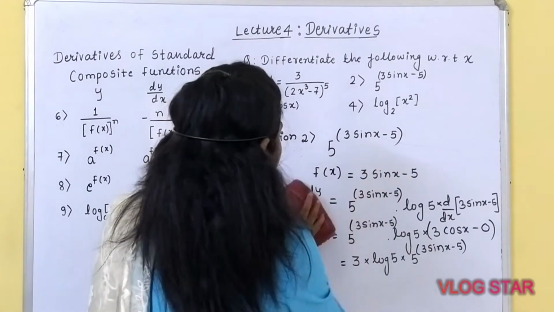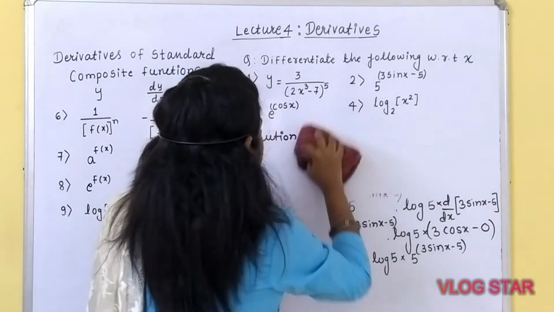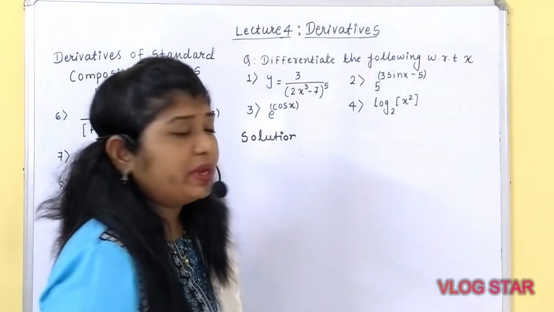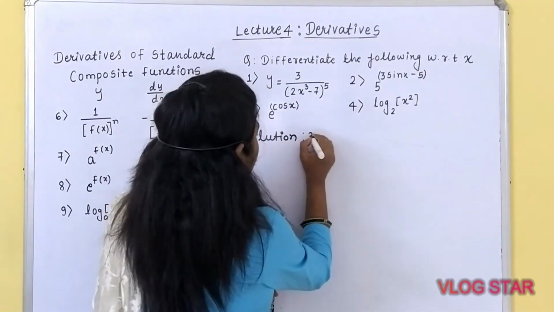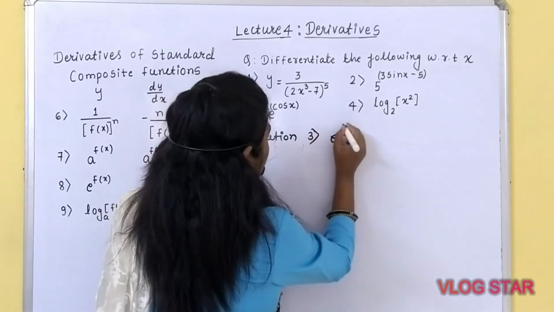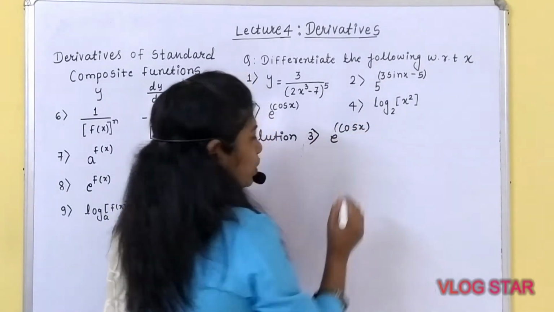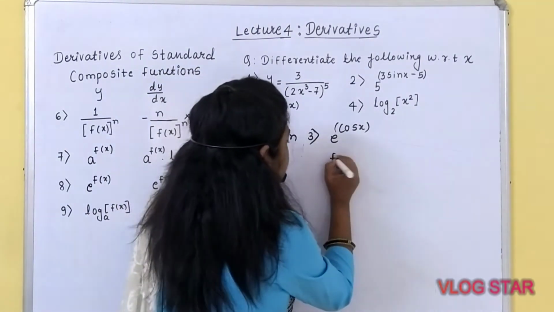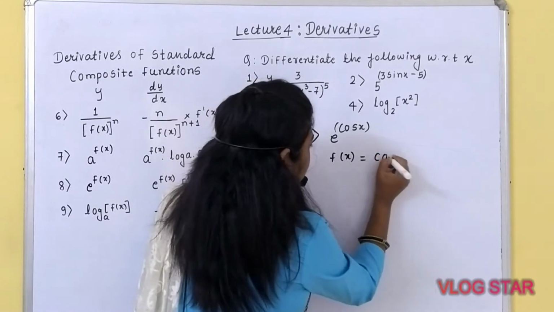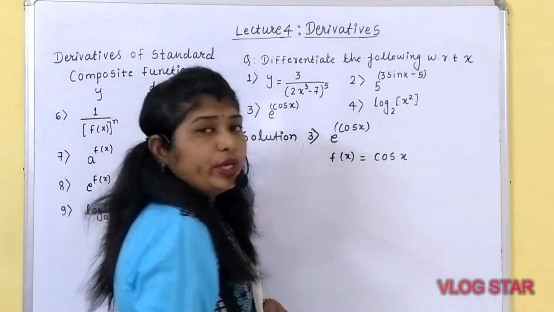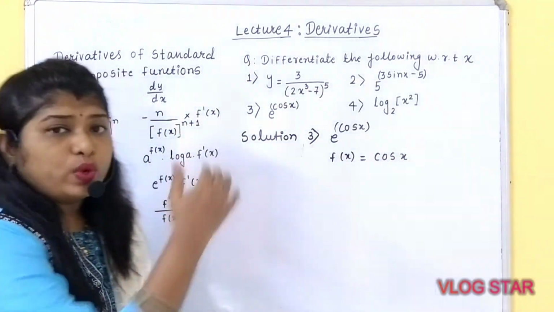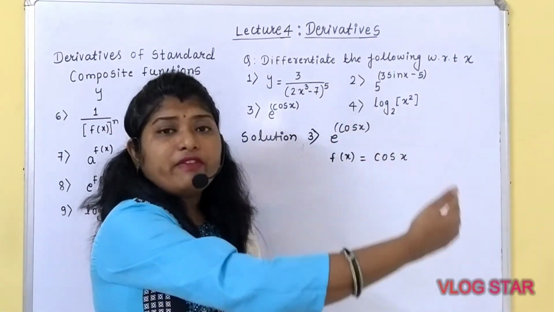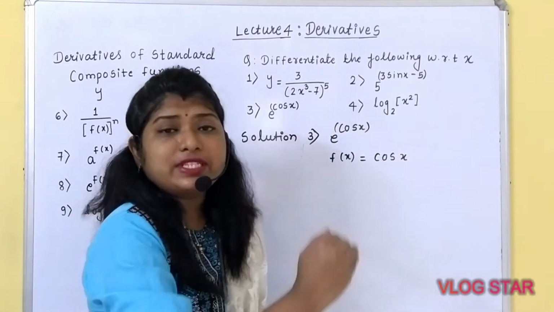Coming to the next important result, that is e raised to cos x. We need to find the solution for question number 3, that is e raised to cos x. As I told you, you need to identify what is f of x. So f of x in this case is equal to cos x. So how are we going to take the derivative of e raised to f of x?